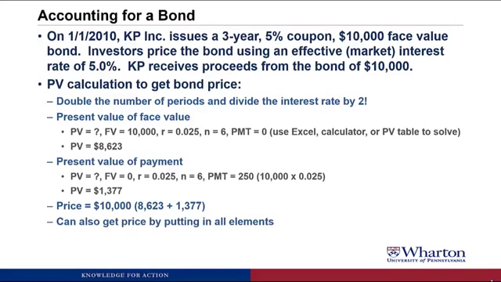Or if you're using Excel, you can just put in all of the elements: face value 10,000, payment 250, 6 periods, 2.5% to calculate the present value, and you will also get 10,000. So let me pop out to Excel and show you all these calculations.